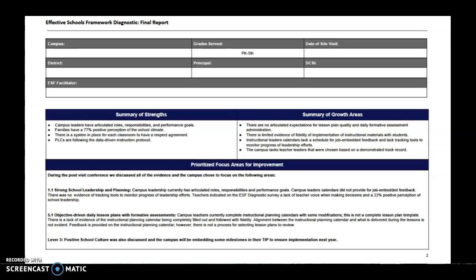This final slide depicts what an ESF diagnostic report looks like. Each ESF diagnostic visit takes anywhere from 50 to 60 hours to complete, and this report is a summary of all of the information that has been collected during the period of time through those 4 steps. During the post-visit conversation, we discuss the final report and then submit this to the campus, as well as TEA.